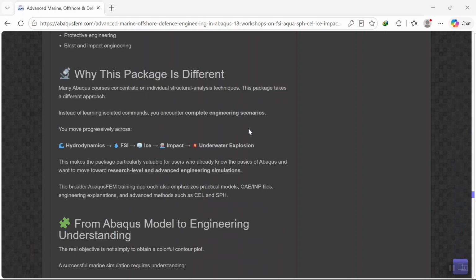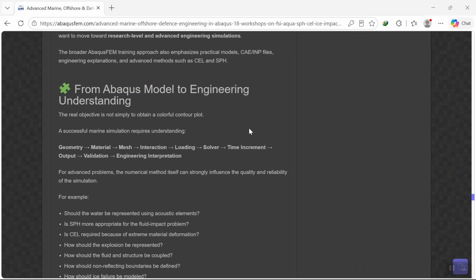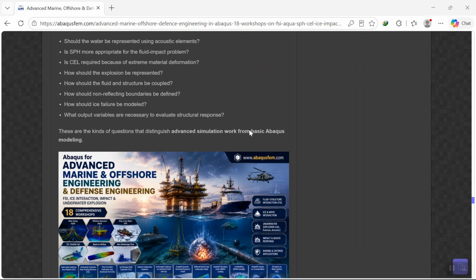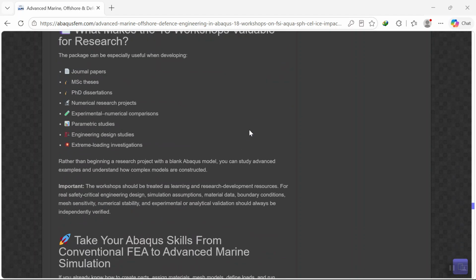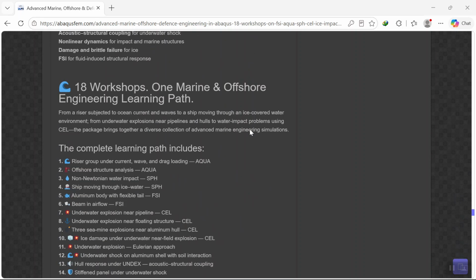This package is especially suitable for marine engineers, offshore engineers, naval architects, structural and mechanical engineers, FEA and CAE engineers, simulation specialists, master and PhD students, university researchers, and professionals working with marine, offshore, naval, subsea, impact, blast, or fluid structure interaction. The purpose of the package is to help you expand your Abaqus capabilities into more advanced engineering applications.